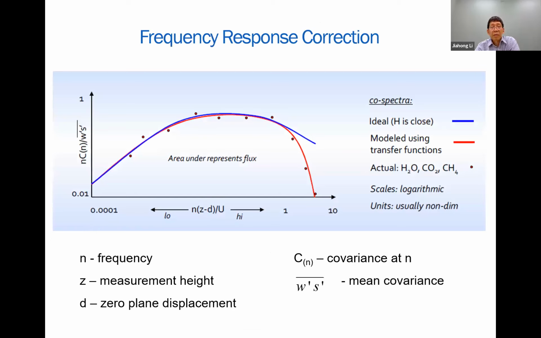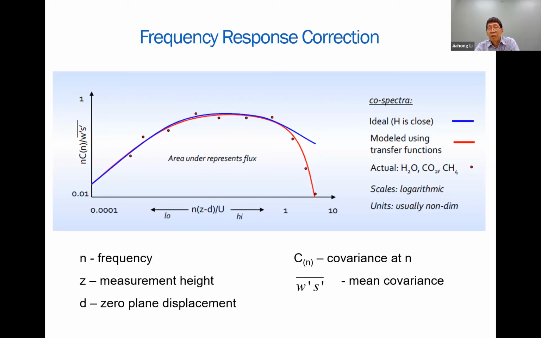For flux measurement, we're using a high sampling rate to catch small eddies and a proper averaging period to catch larger eddies. But in the end, we still couldn't catch all the eddies. So the fluxes were underestimated. With the frequency response correction, we can estimate what we miss.